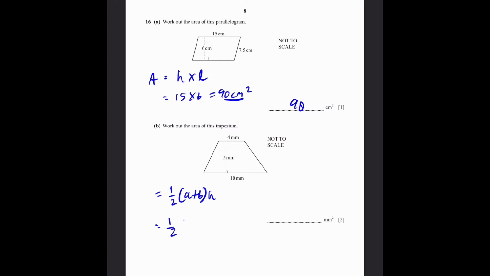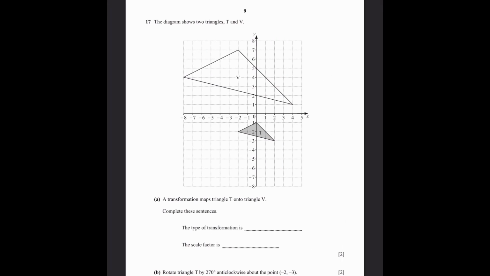So that'll be half times 10 plus 4 times 5, and that will be half times 14 times 5, 35 millimeters squared. That will be our answer. Now you can go to question 17.